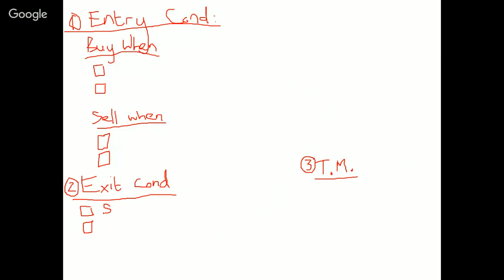Exit condition is obviously when stop is hit. And then when target is hit. There we go. Okay. That's always what we're going to start off with. So that's exit conditions done. Nothing more needs to be done. We'll only change on that if need be once we've finished with our first backtest.